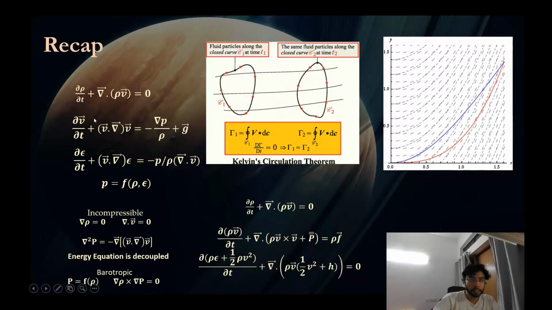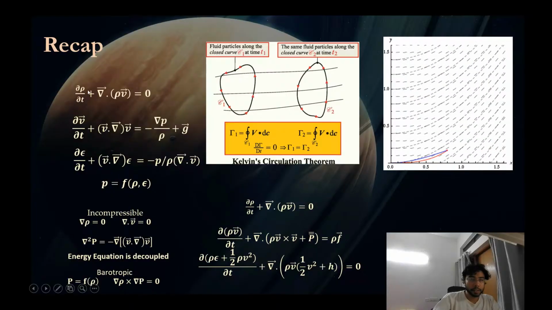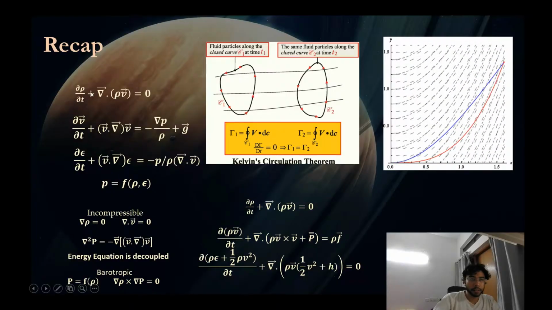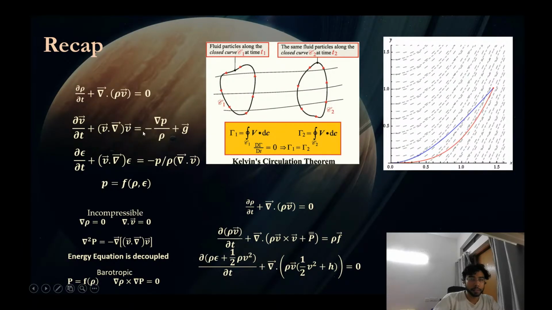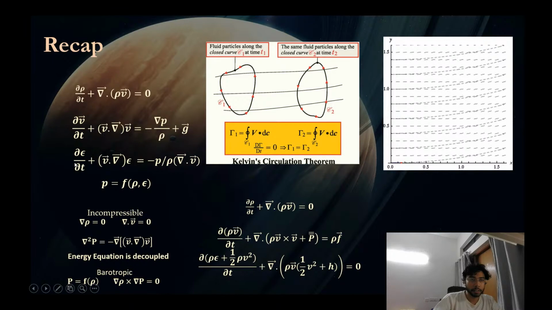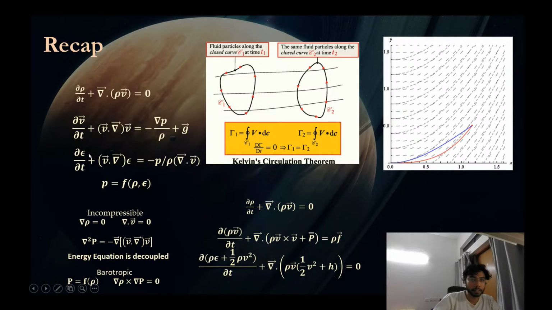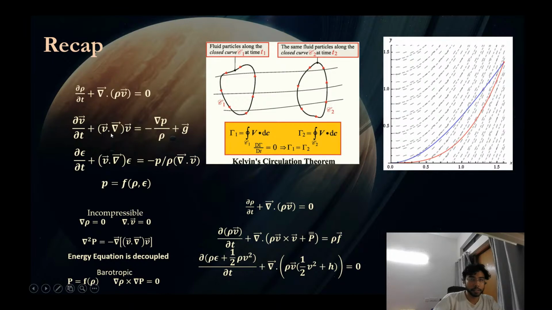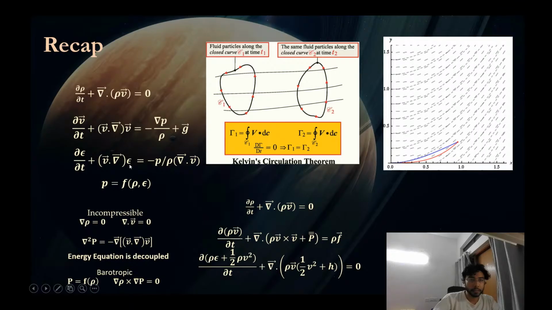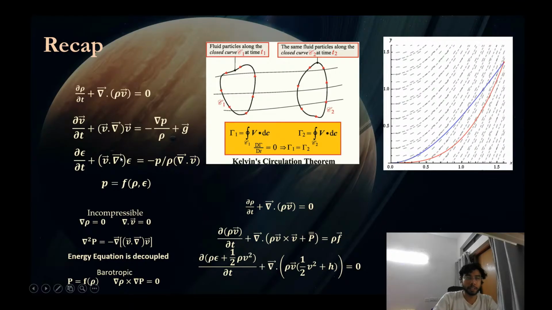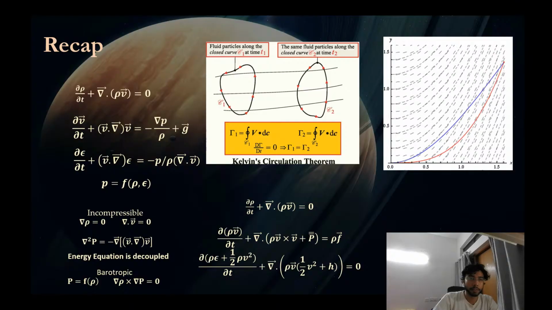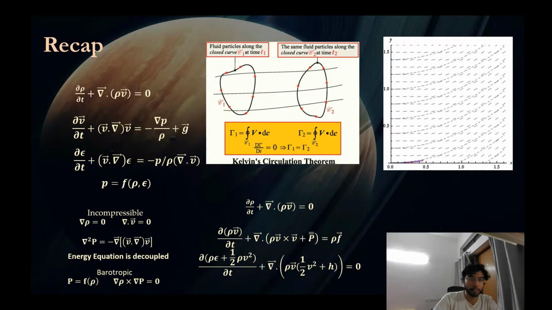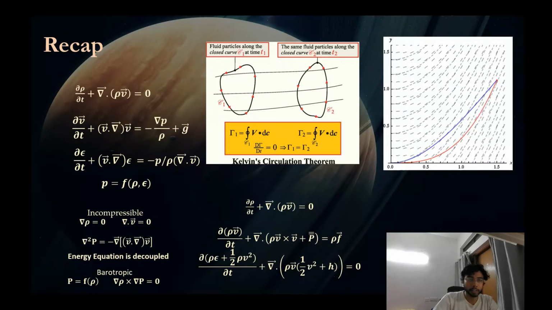So the unknowns in these equations are rho, three components of velocity, pressure, and internal energy. So there are six unknowns, and therefore we have six equations which can closely solve this system of equations for any system given the boundary conditions and the initial conditions.